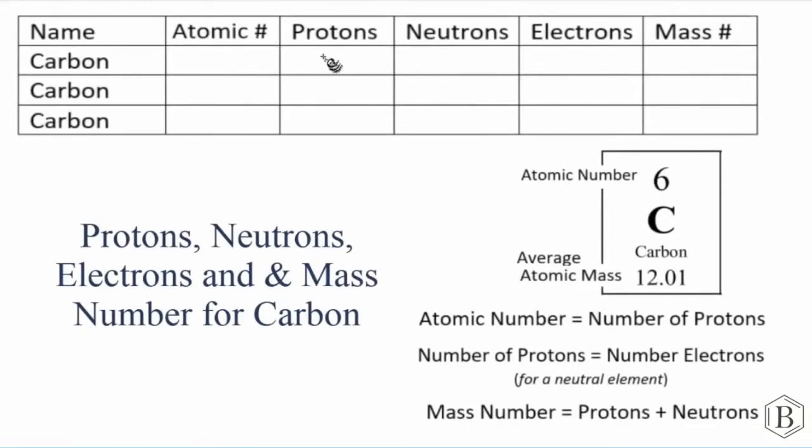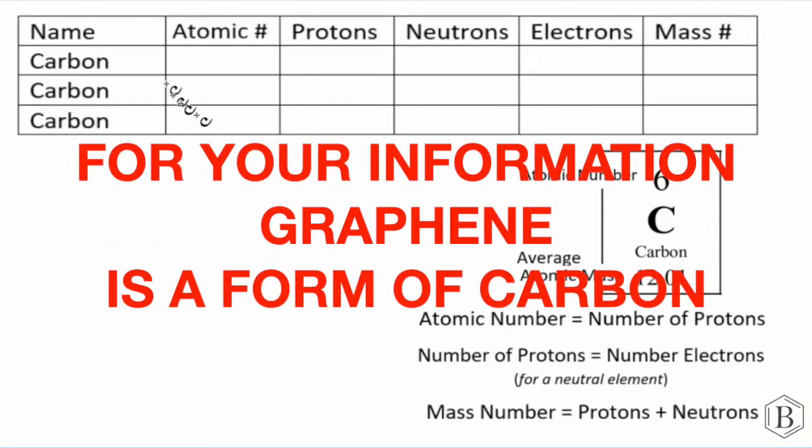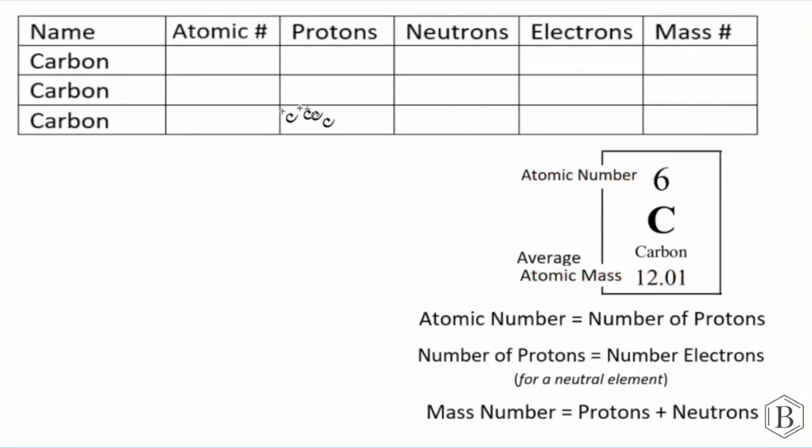In this video, we'll look at the number of protons, neutrons, electrons, and the mass number for carbon. So carbon has three primary isotopes. We'll talk more about isotopes later. But we know for carbon that carbon has an atomic number of 6. So carbon, doesn't matter what isotope it is, carbon always has an atomic number of 6. That's what identifies carbon as carbon.